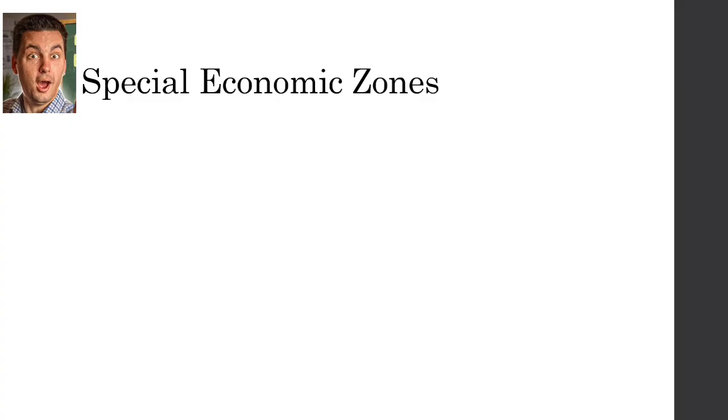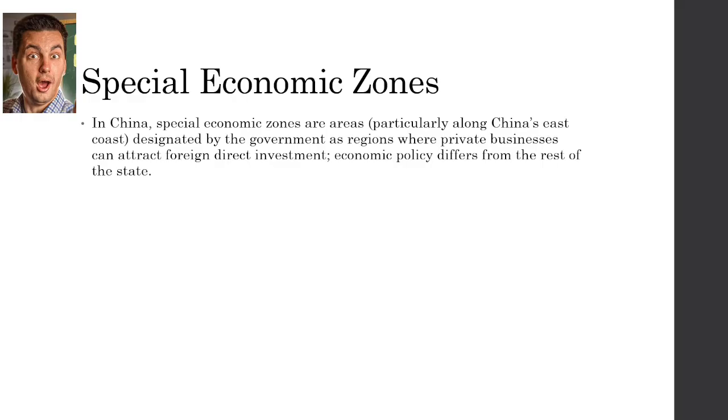So let's talk about special economic zones. If you took AP Human Geography, you probably have heard of these. If you haven't, well, this is it for you. China is our only example for this course. Special economic zones are areas that are typically on the eastern region of the country, because that's where the coast is. They're by the ports where exports go. They're designed by the government as specific and special regions that have different economic policies than the rest of the country.